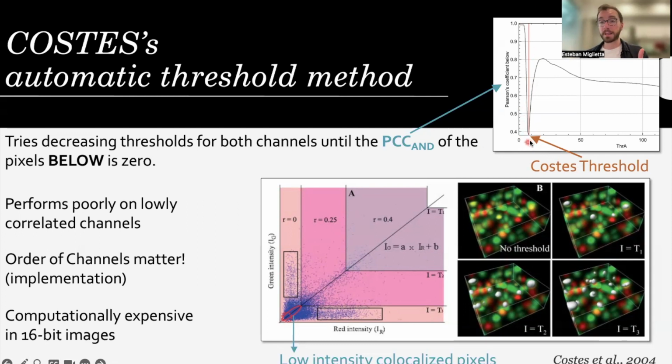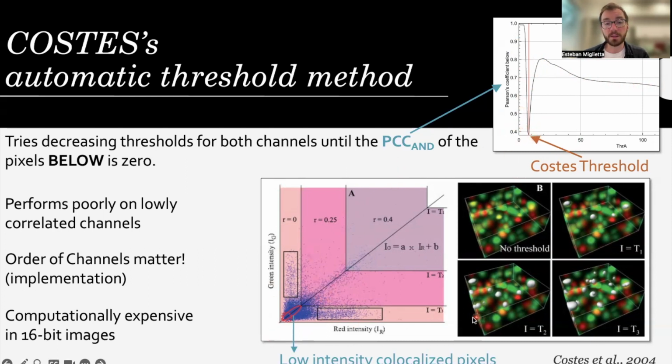The logic behind this is that when you're calculating the Pearson correlation coefficient for pixels below the threshold, at higher threshold values, the pixels below will actually be part of your true signal, but the more you go down, you will get pixels that are mostly related to background, and where there is no biological correlation between the two channels, so that correlation becomes closer to 0, or it's a random relationship.